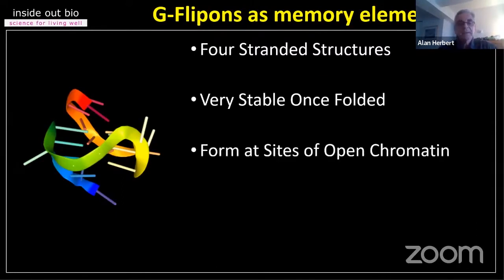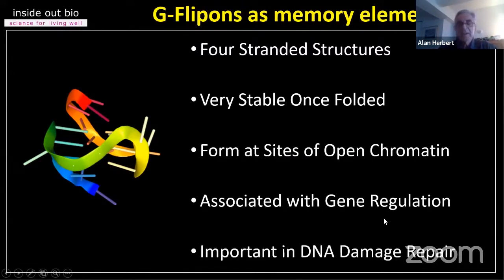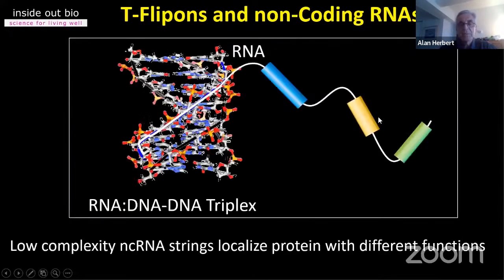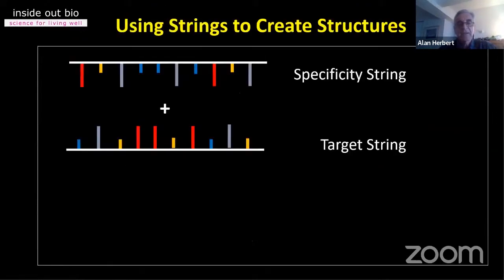So the G quartets are these four-stranded structures. They form the sites of open chromatin, and they're associated with gene regulation and DNA repair, and they're very stable once folded. Triplexes allow you to put a third strand into B-DNA, and that helps localize whatever's attached to that third strand. And that third strand can have lots of different potential motifs that can be recognized by proteins, so you can get a lot of combinatorial diversity in the proteins that you attract to that site of triplex formation. So that's another example of how you can use an alternative conformation to localize cellular machinery to a particular genomic site.